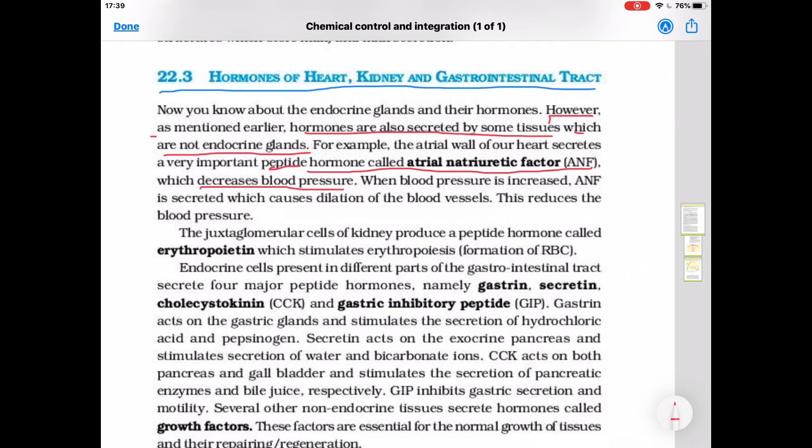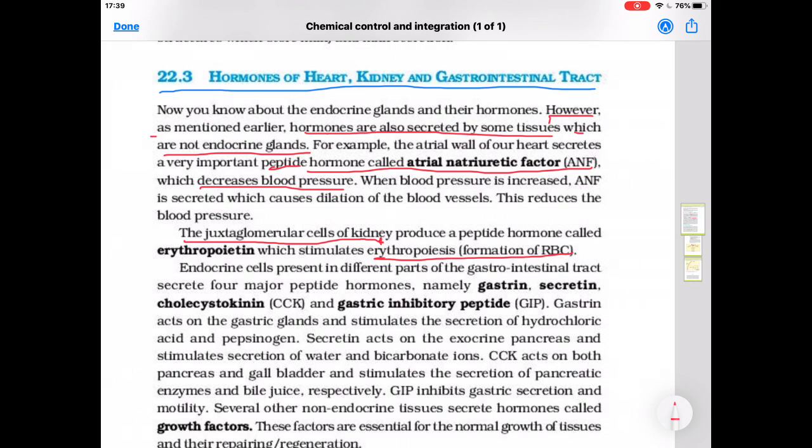The juxtaglomerular cells of the kidney are present between the efferent arteriole and DCT. They produce a peptide hormone called erythropoietin, which stimulates erythropoiesis. What is erythropoiesis? Erythropoiesis is the formation of RBCs, red blood cells.